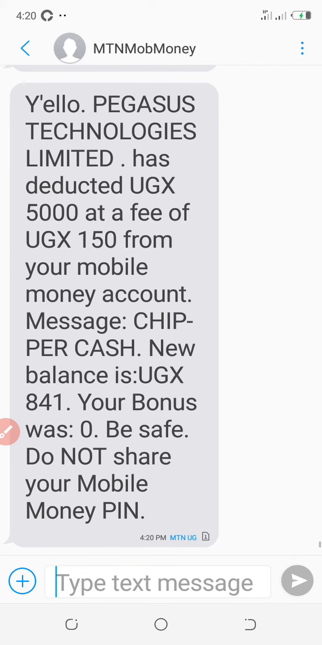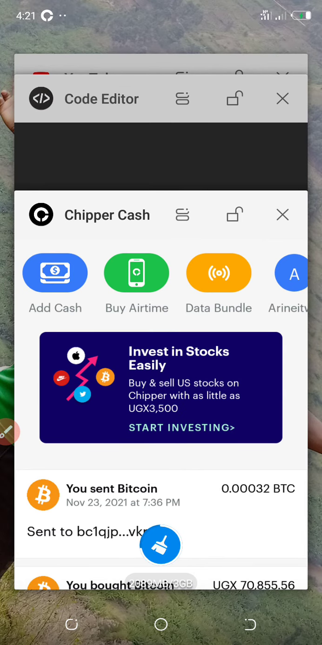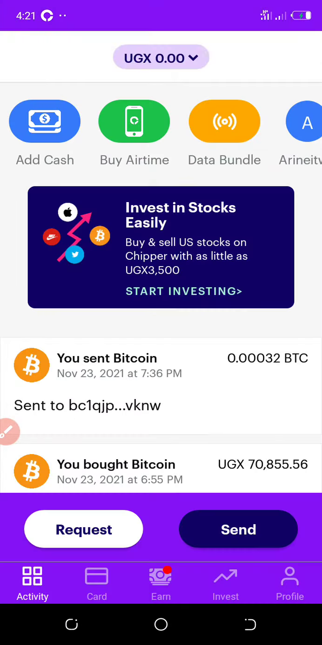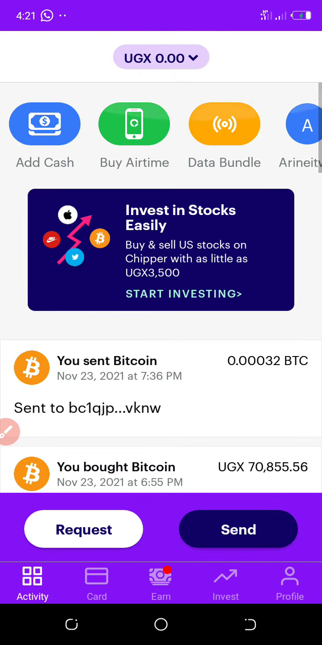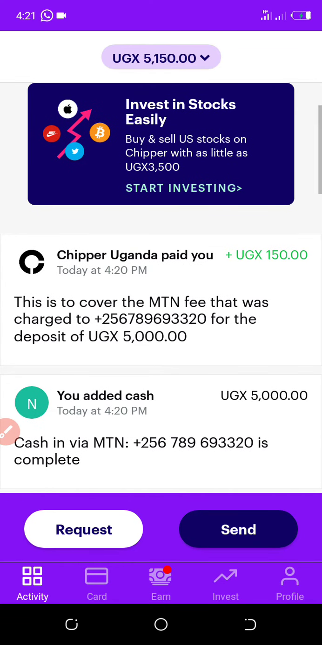Just know this 150 they have deducted, Cheaper Cash will give you that same amount because Cheaper Cash does not want you to lose. So back to our account, let's refresh. I'm refreshing. I want to show you. As you can see, I deposited 5,000. Now you see there is 5,150. That's the 150 they deducted from us, and now it has been given to us by Cheaper Cash.